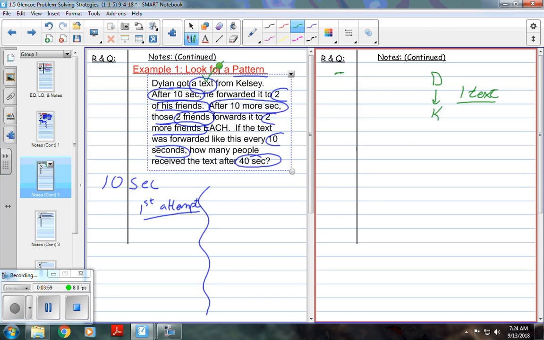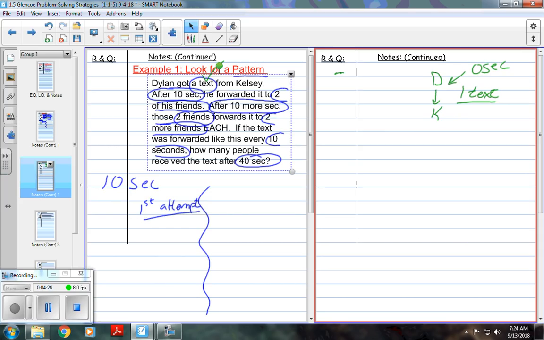Did you remember about the original text? That's usually the hardest part because we have to remember that Dylan sending it was 0 seconds. This was the first text, and then we have these 10 seconds going on after that. So the 0 second actually isn't Dylan. This is our 0. It's when Kelsey receives her text there. So we have that one text being sent. It does count. So that first text got it sent.